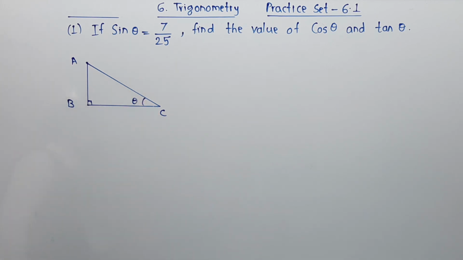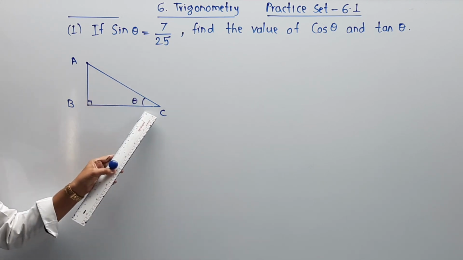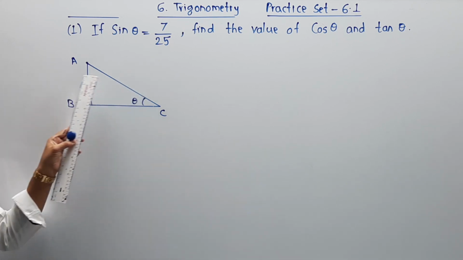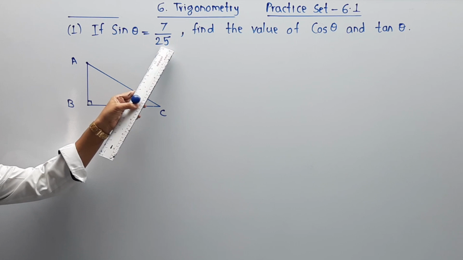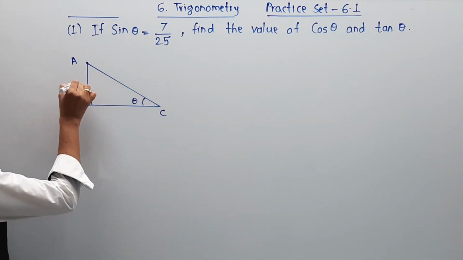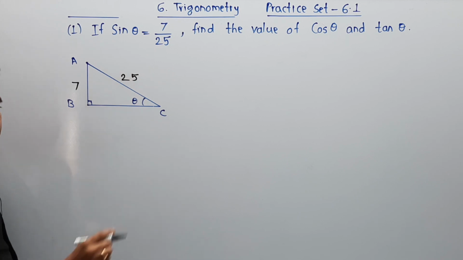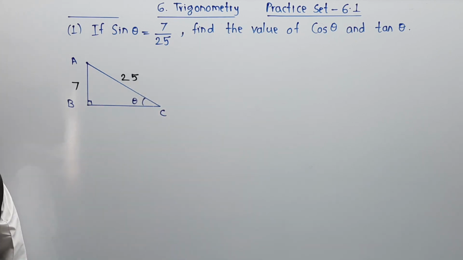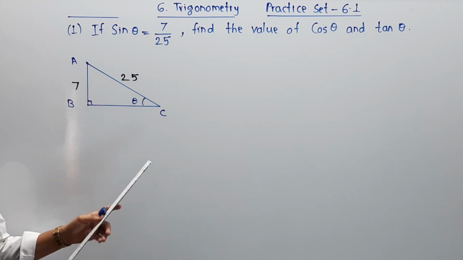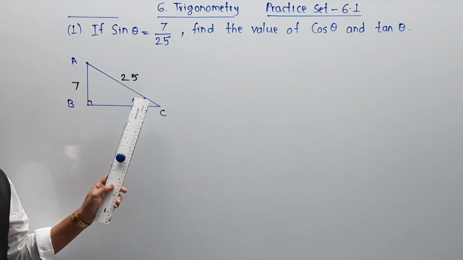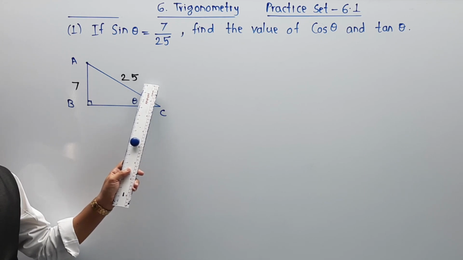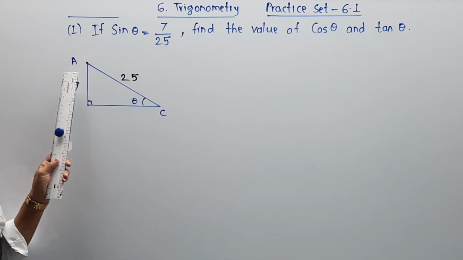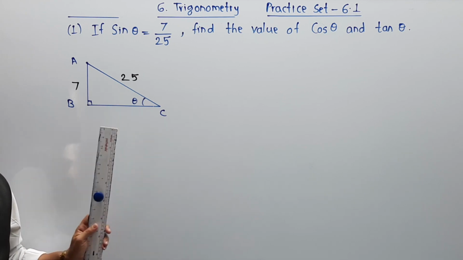As per their condition, they have given a value, that is sin theta. Sin theta means opposite side upon hypotenuse. So opposite side means 7 and hypotenuse means 25, so it becomes 7 upon 25. These two values are available with me. Until I find the third value, I will not be able to write the values of cos theta and tan theta. For cos theta, I need adjacent side upon hypotenuse, and for tan theta, I need opposite side upon adjacent side, so again I need the adjacent side.